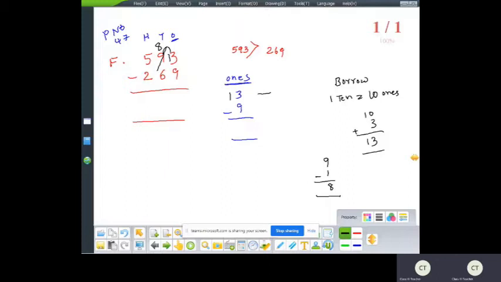Now subtracting from 13. Draw 13 lines: 1, 2, 3, 4, 5, 6, 7, 8, 9, 10, 11, 12, 13. From 13, we subtract 9. It means we cut 9 lines: 1, 2, 3, 4, 5, 6, 7, 8. Then there are 4 lines. 13 minus 9 is equal to 4. We write this answer right under the ones place.